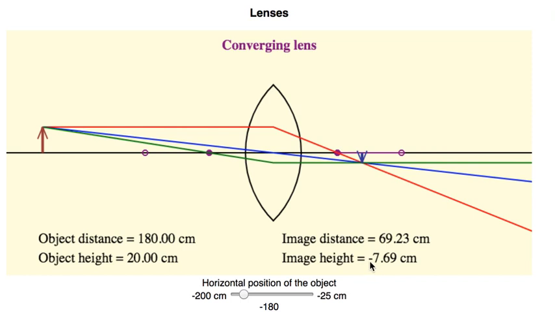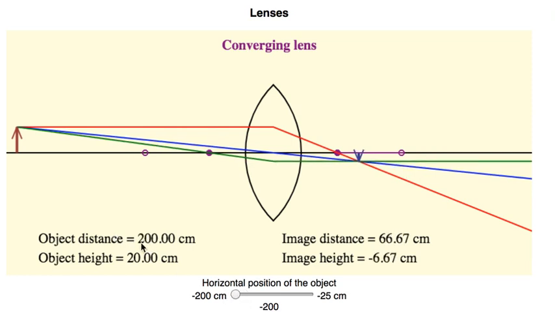7.69, and it says minus because actually it's not pointing up, it's pointing down. So it's an inverted image, and this is what happens with converging lenses. So as the light comes in, the image that's formed is upside down.